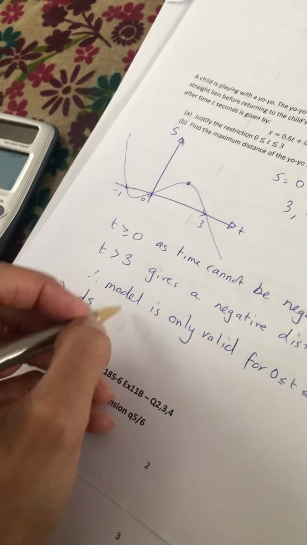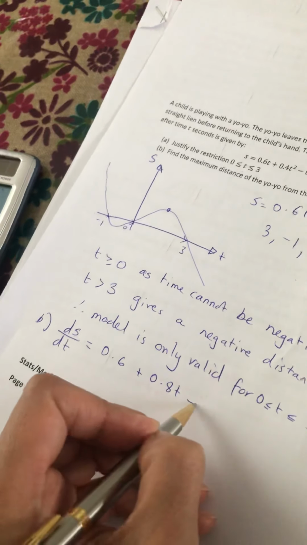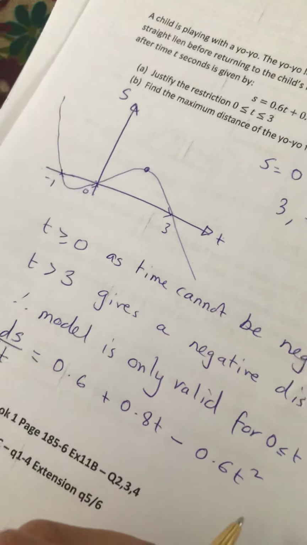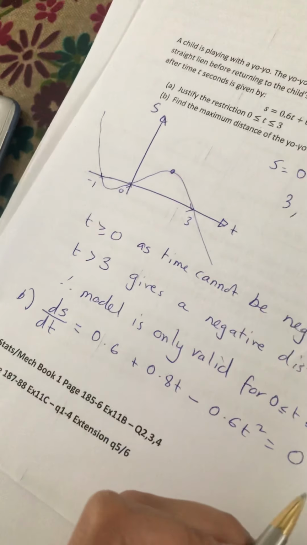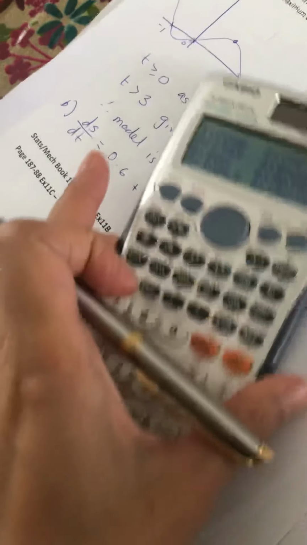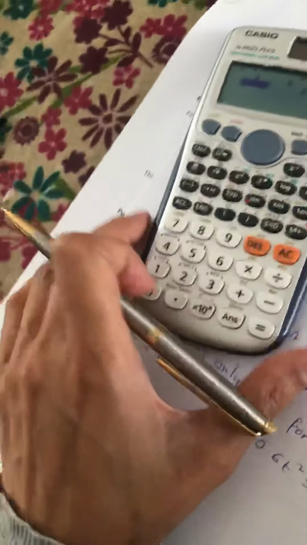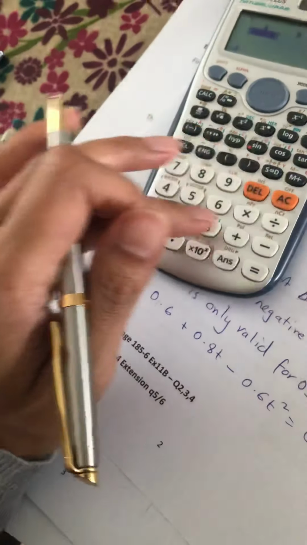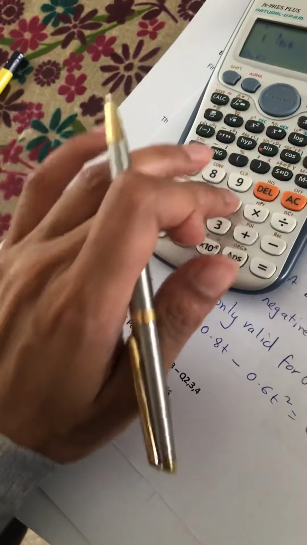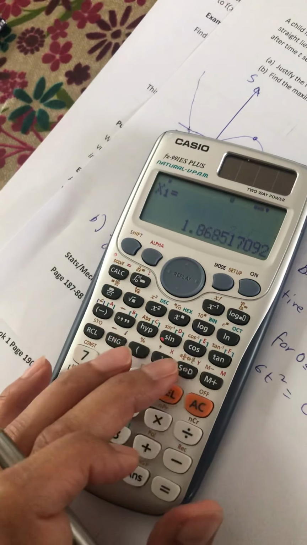So ds by dt, I'm just going to differentiate it. It's 0.6 plus 0.8t minus 0.6t squared. And I've got to find where this is equal to 0, because that's what you get for a stationary point. And then you can just put that into your calculator. It's a quadratic. So I'm just going to go to menu, equation, quadratic, and I'm just going to put my coefficients. I have got minus 0.6t squared, 0.8t, 0.6. Okay, and it gives me some answers.